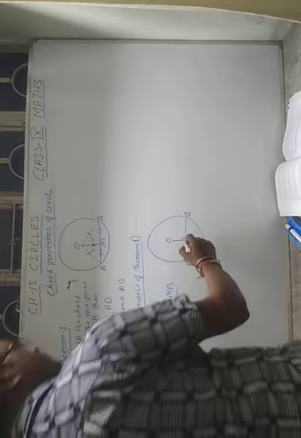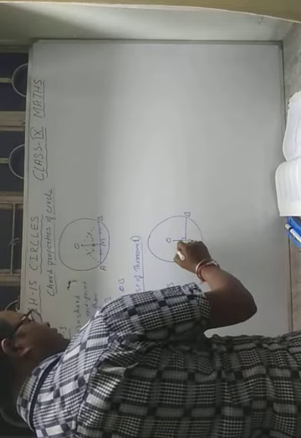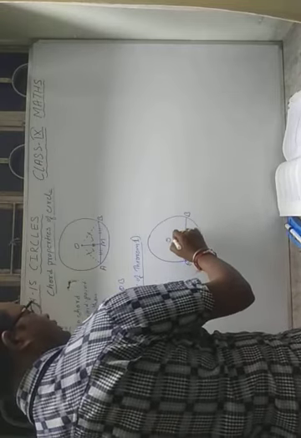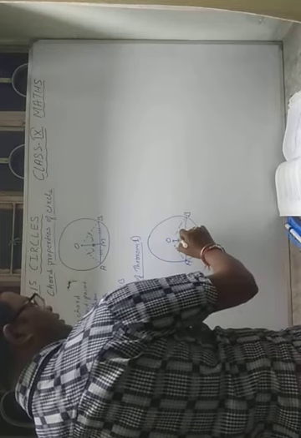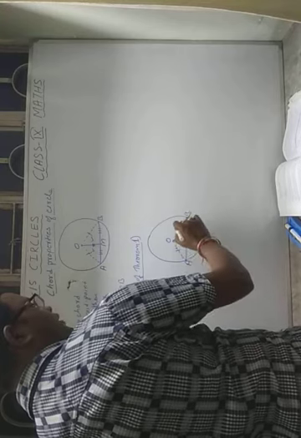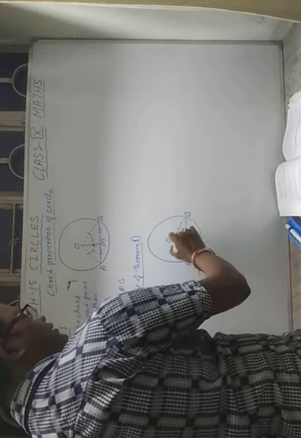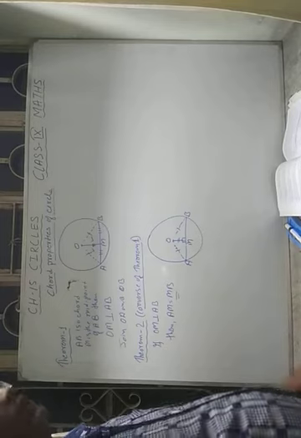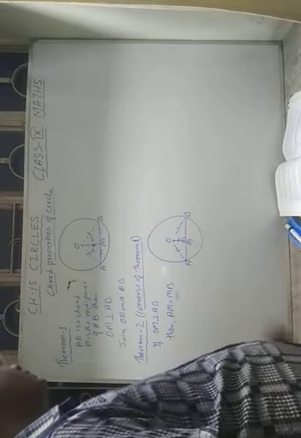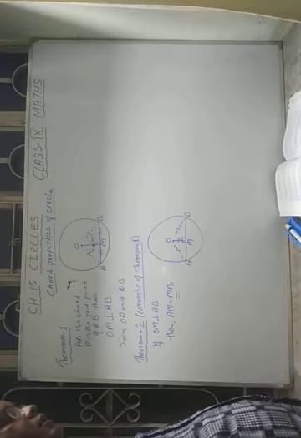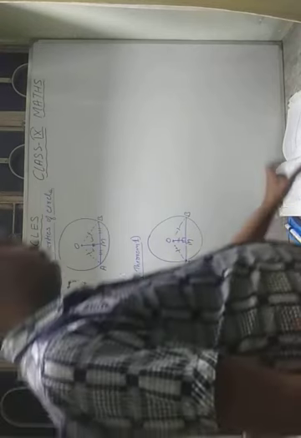So again, you can do the same way. You can join OA and OB. You will get two triangles. It will be the common side, 90 degrees given, and radii are equal. So by RHS, the two triangles will be congruent, and by CPCT, AM equals MB. So in this way you can prove this theorem also.